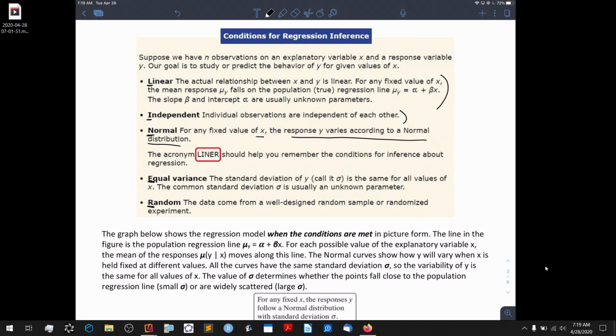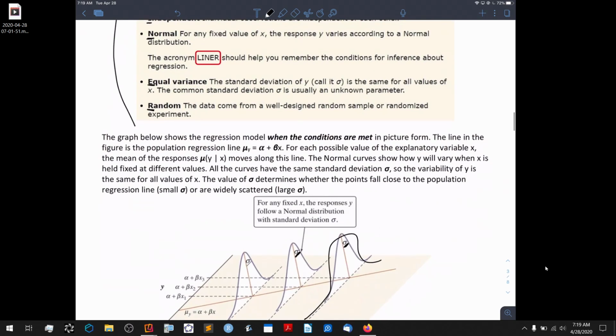Of course, randomness underlies all of the statistics that anybody ever does. So that's actually very difficult. This is a really difficult set of inference conditions to meet, so we need to give you some practical tips.